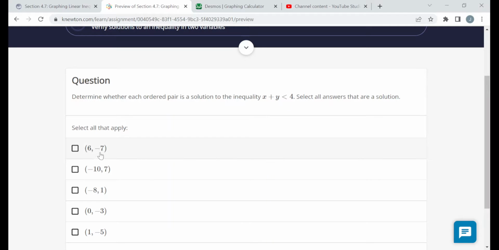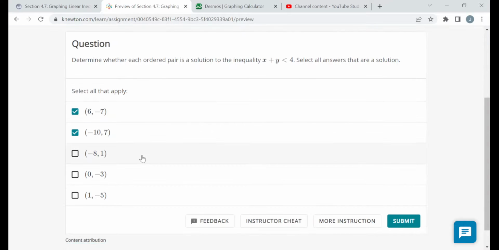So 6 plus negative 7, that's negative 1. Is that less than 4? Yes. So that's a solution. Negative 10 plus 7, that's negative 3. Is that less than 4? Yes. So that's a solution. Negative 8 plus 1 is negative 7, which is less than 4. That's true. That's a solution.